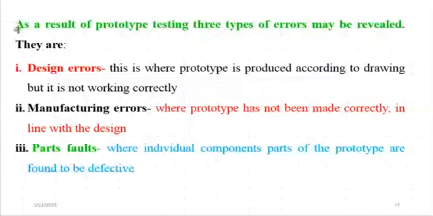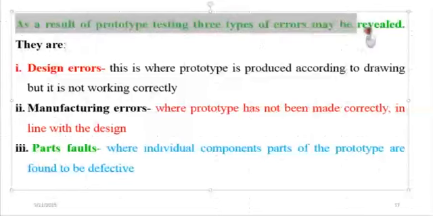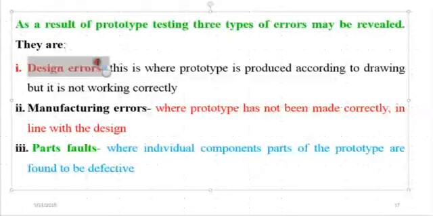So when the prototype testing has been carried out, what are the errors that can be discovered, revealed? Number one, it can reveal design errors. And these design errors, they are those errors detected when the prototype has been produced according to the engineering drawing of that design, but it is not working correctly. Then we say that the malfunction has to do with what? The design.